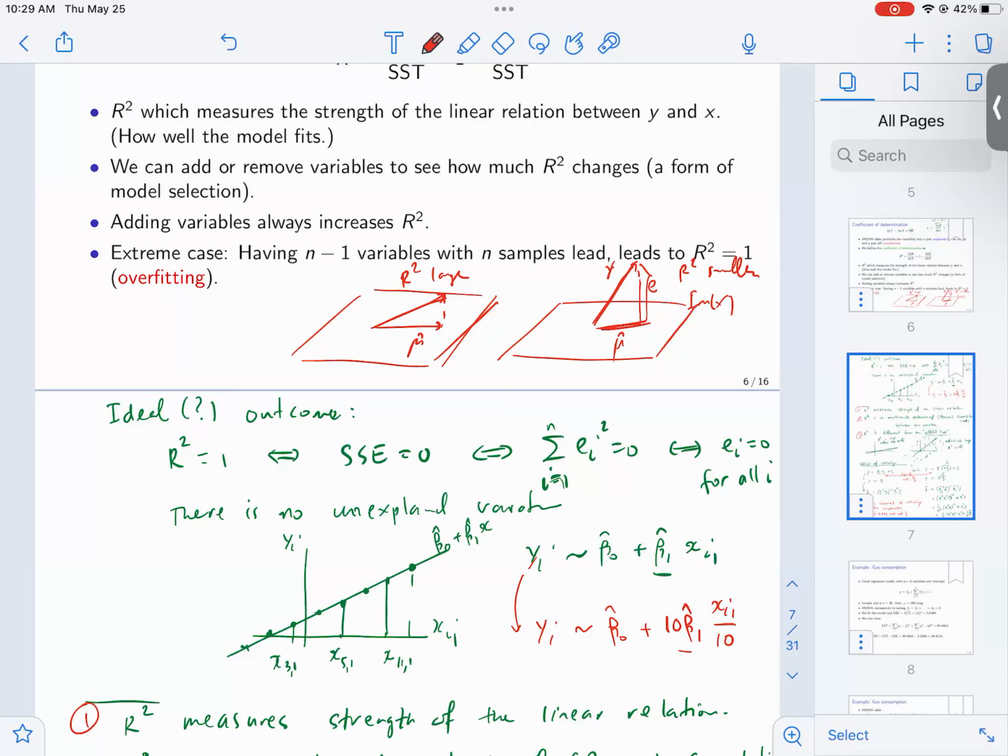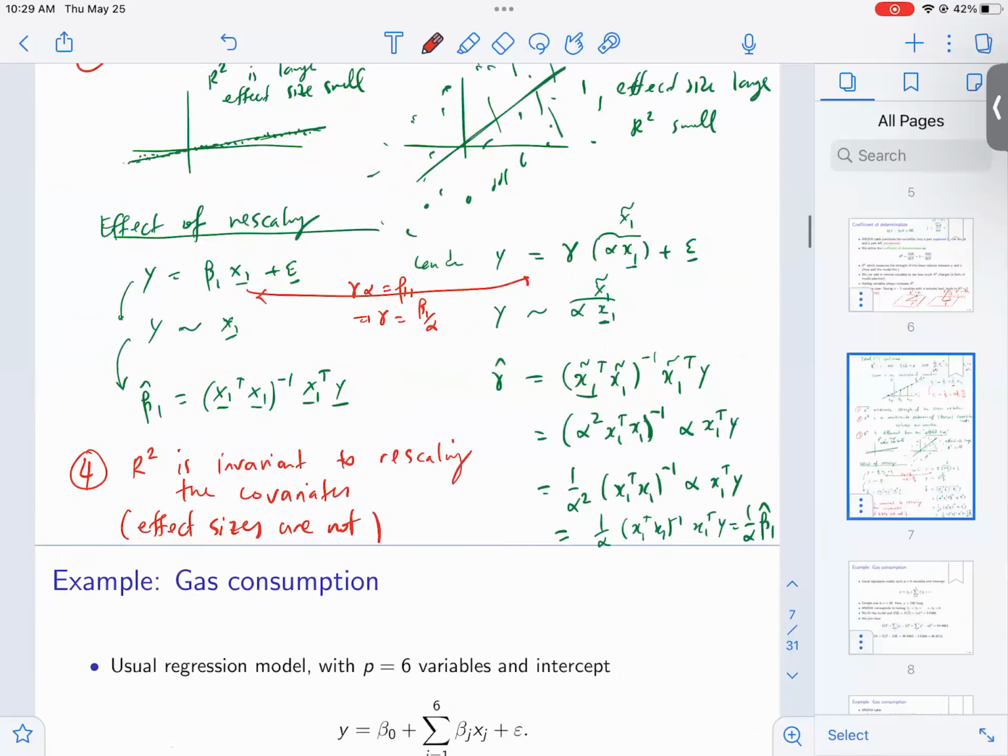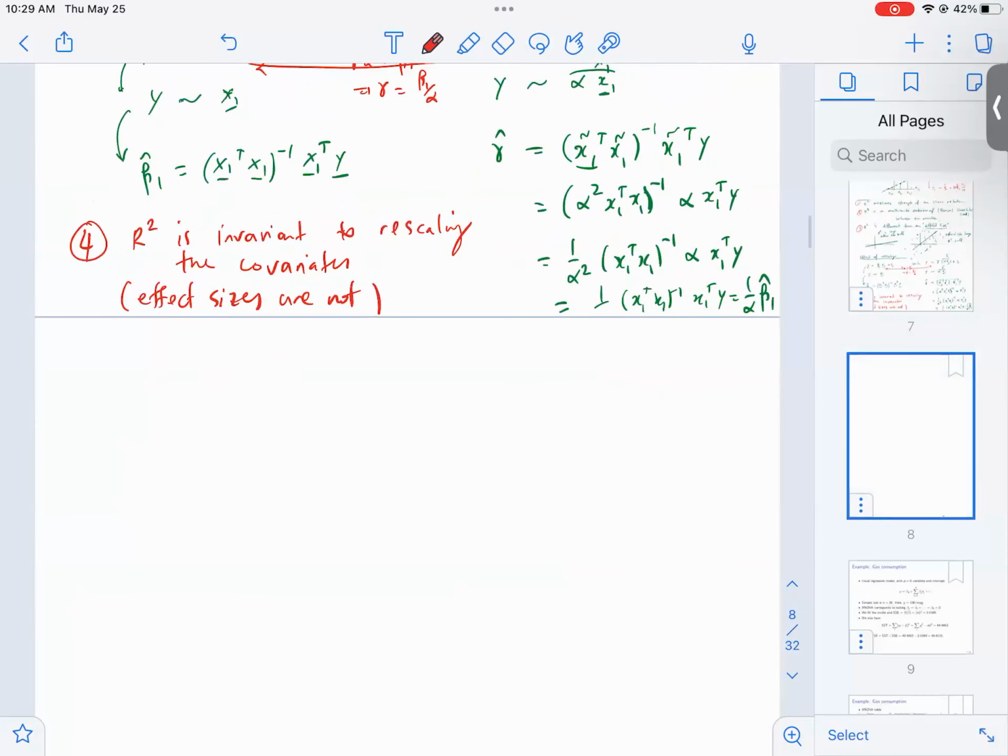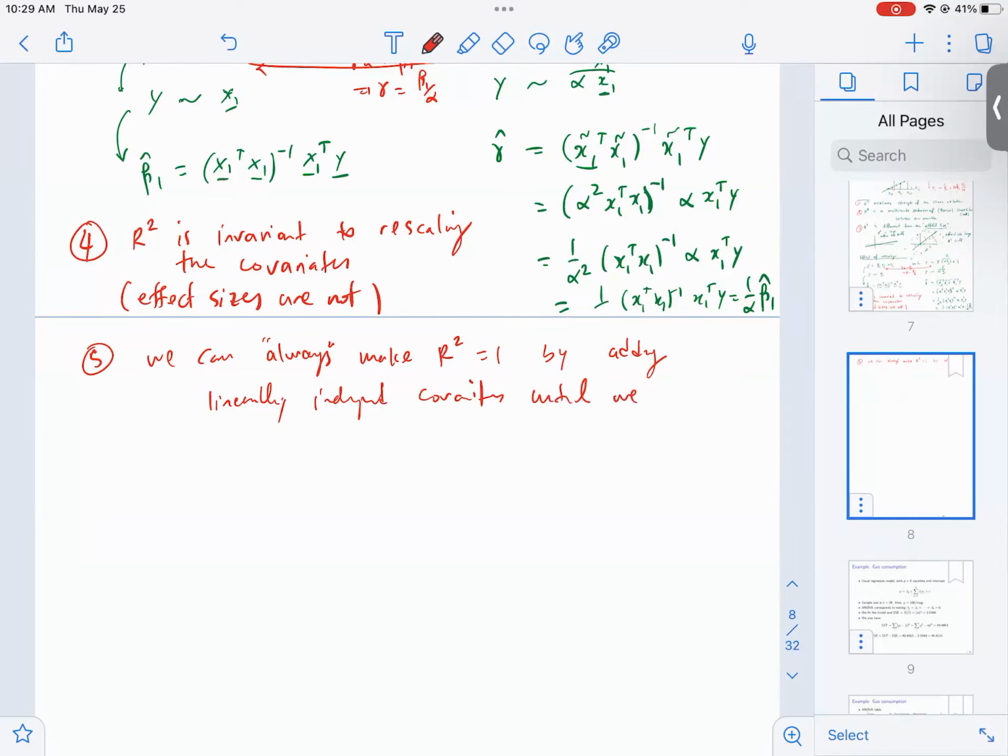Because I usually have one vector of all ones, if I add n minus 1 extra covariates, we can always, again tentatively, make R squared equal to 1 by adding linearly independent covariates until we are at p equal to n minus 1.